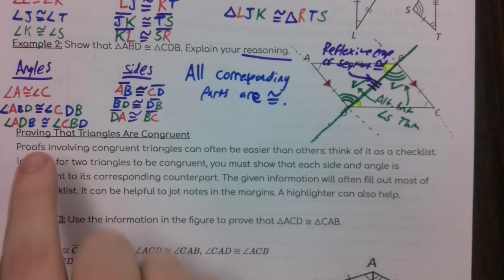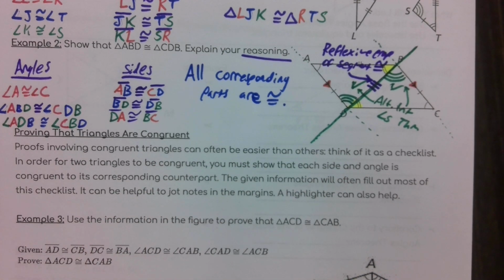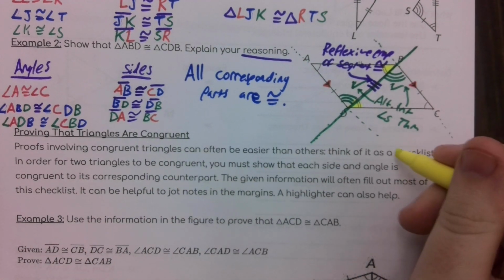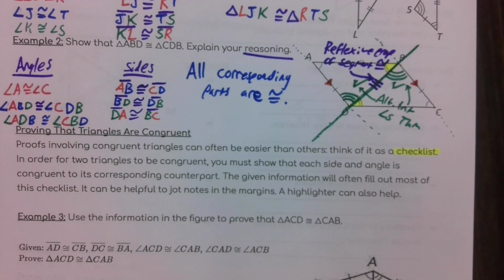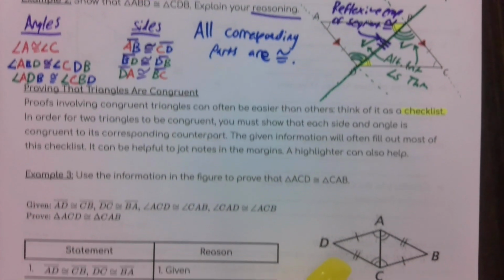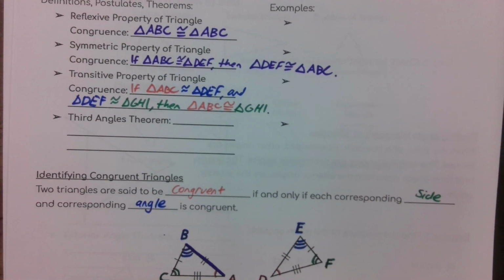So, proofs involving congruent triangles can often be easier than others. Think of it like a checklist. You know what you have to prove. You have to prove that 3 pairs of angles and 3 pairs of sides are the same. So, use the given information, because the given will usually fill out most of this checklist. And a highlighter can also help. Before we do this last proof, I think it warrants talking about the final theorem of today, the third angles theorem.